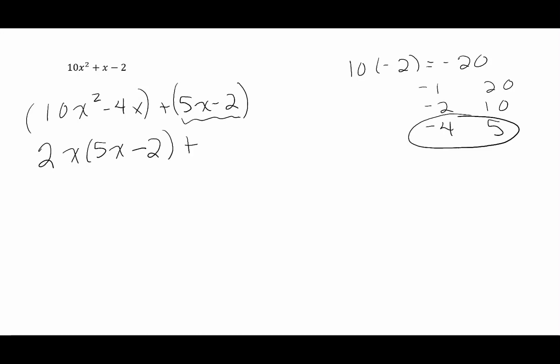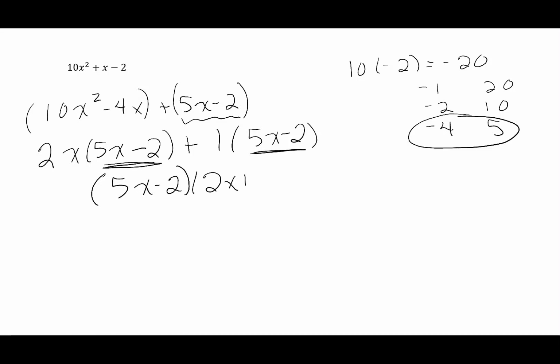Now that you're looking at the 5x minus 2 and you see that there's nothing in common, we're just going to leave the 5x minus 2 there, but we want to put a 1 on the outside. So we always want something in front of our binomial. This will happen anytime you don't see a common factor, you'll just put a 1 there. So they always have something that you can pull out. I see 5x minus 2, I see 5x minus 2, that looks great, so I take out the 5x minus 2. Then what do I have left over? I have a 2x plus 1.